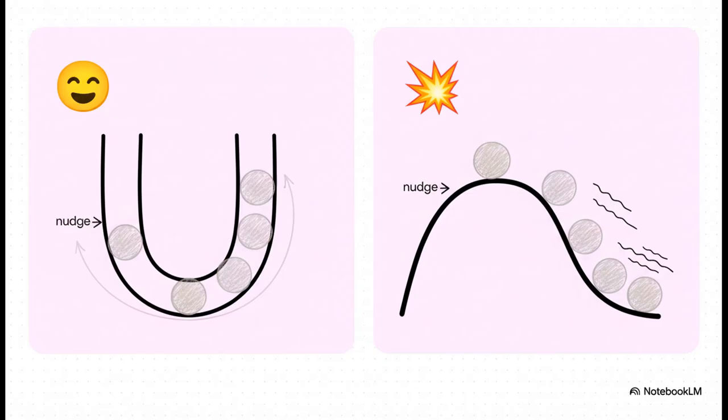And the difference here is literally night and day. In a stable system, a small nudge gets absorbed, and everything just goes back to normal. But in an unstable system, that exact same nudge can set off a chain reaction, where the response just grows and grows and grows, leading to catastrophic failure. This is why checking for stability is so unbelievably critical.